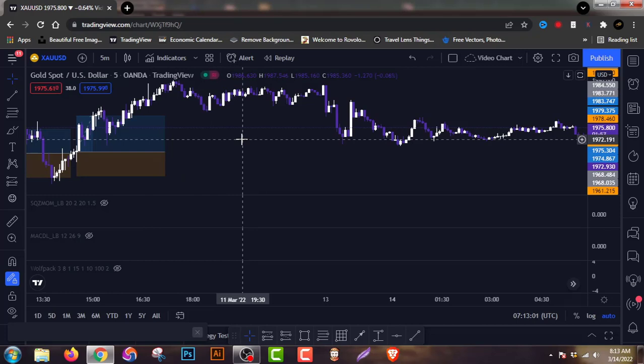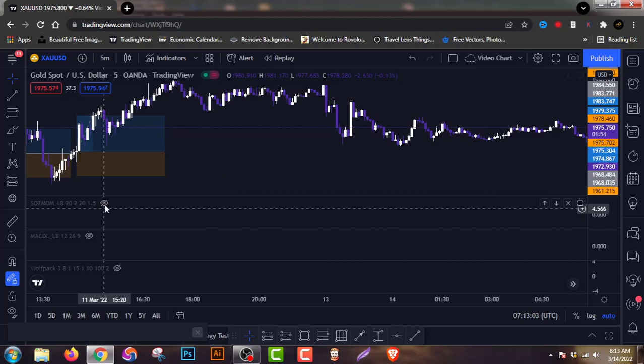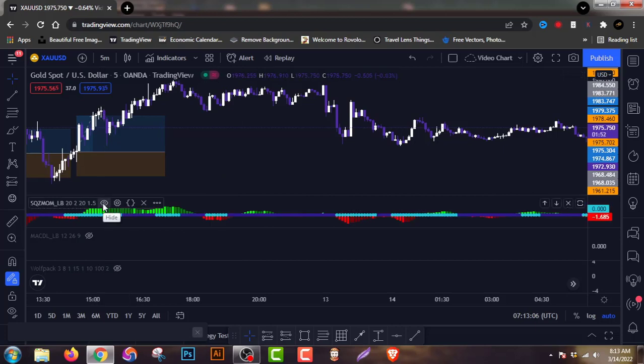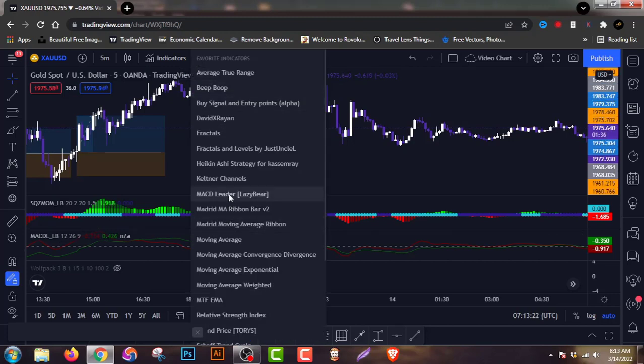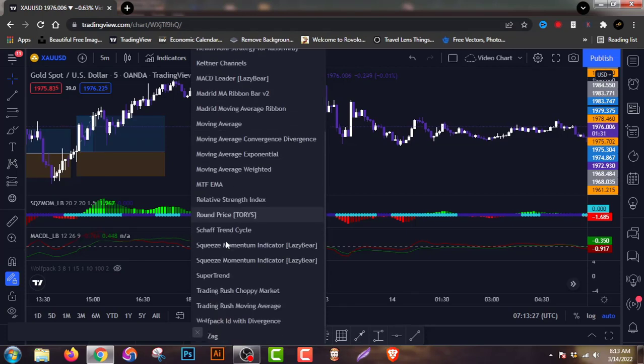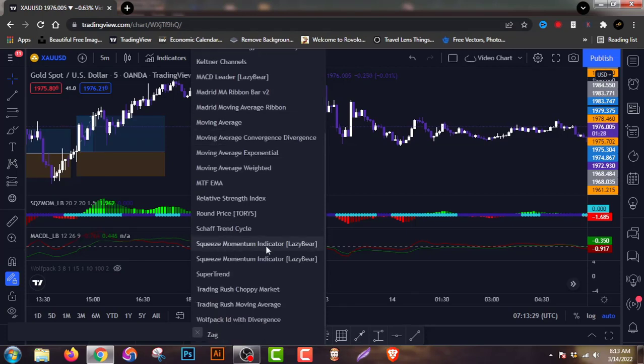We have the squeeze momentum, which is the most popular indicator right now on TradingView, combined with MACD leader. Okay, MACD leader is, let me find it here. Yes, lazy bear. All right, and squeeze momentum is also from lazy bear. They seem to be making good indicators. Okay, and the third and final indicator is the Wolfpack.